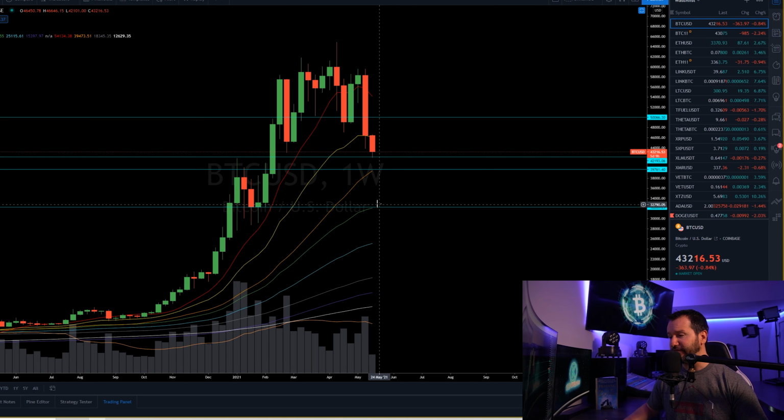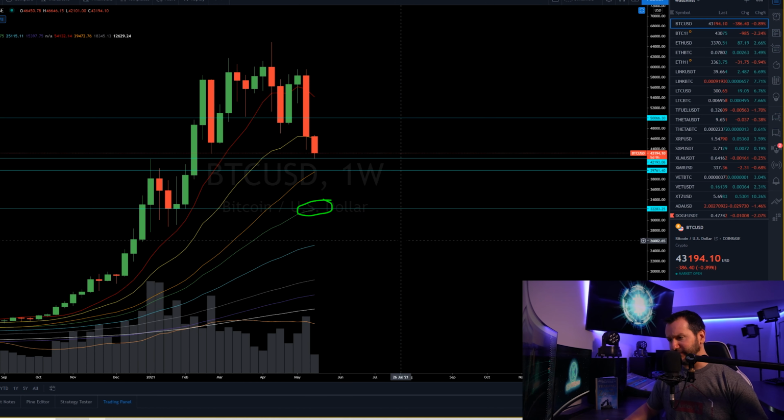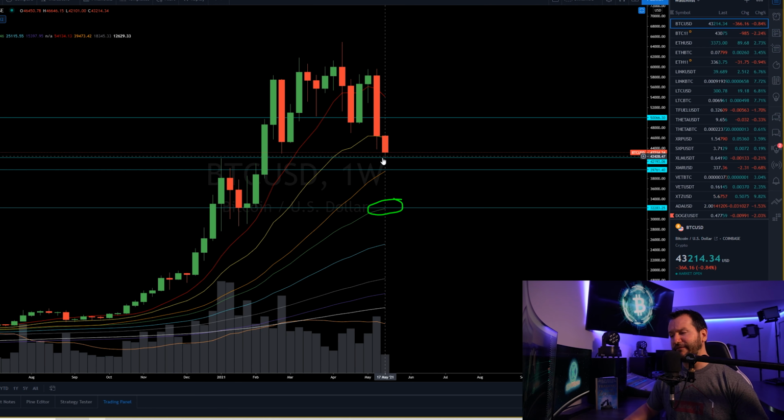Check it out. You see the 55 green exponential moving average here in green, also coming in perfect confluence with that. And look where those candle bodies are as well. Like plenty of confluence there. So first of all, if it loses this level here, we'll check out the 39,847 level.